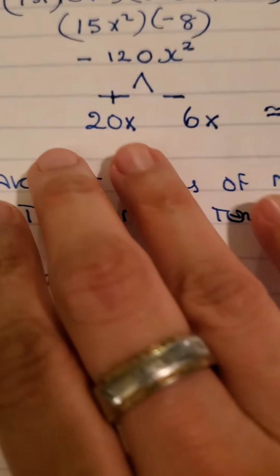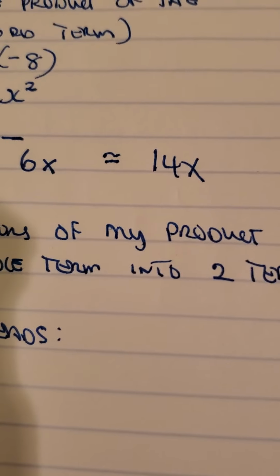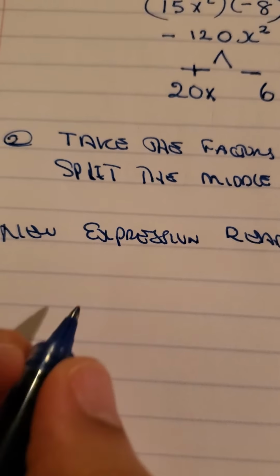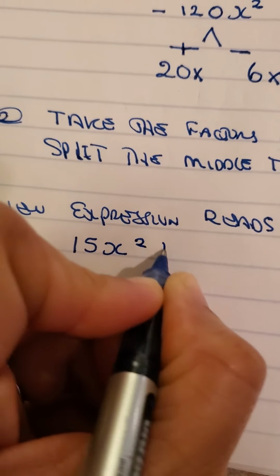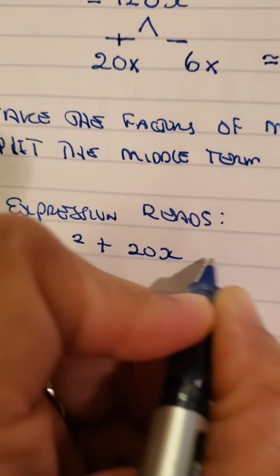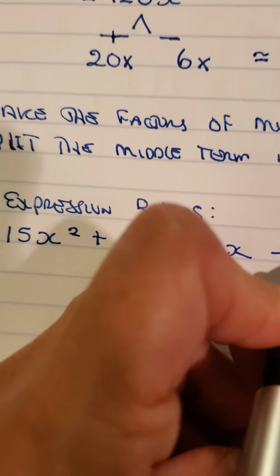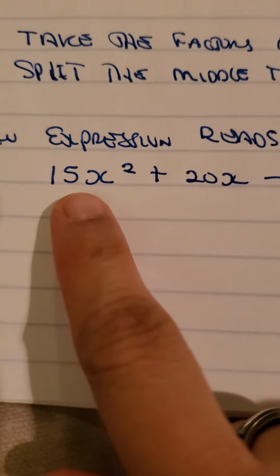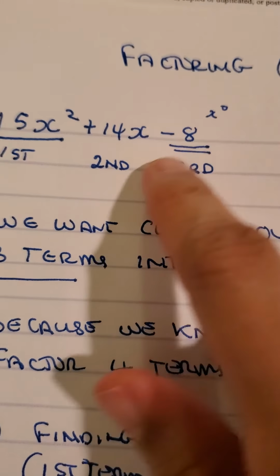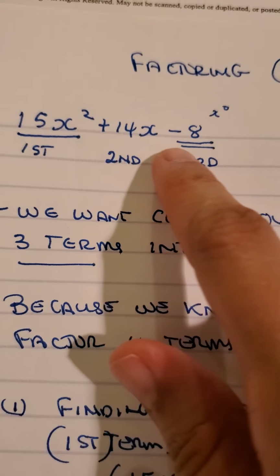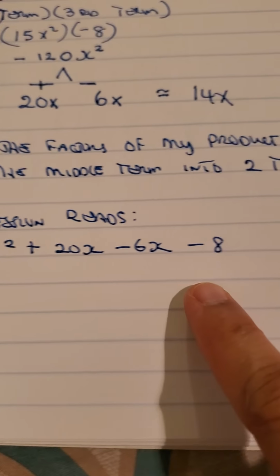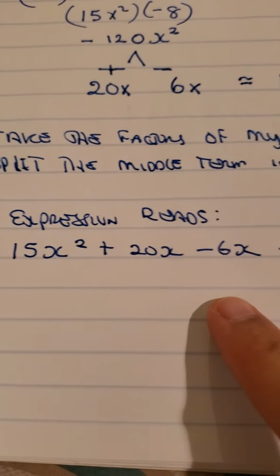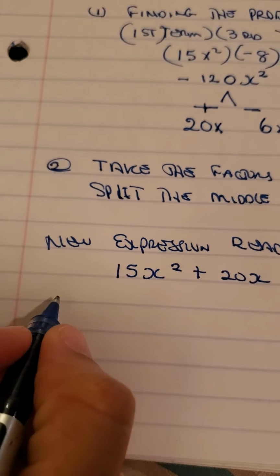So now here's what I'm going to do. I'm going to take this. So now my 14x is going to look like this. So now my problem is 15x squared plus 20x minus 6x minus 8. So now here it is. My trinomial expression, or three-term polynomial expression, is now converted into a four-term polynomial expression. And now I can factor by grouping.